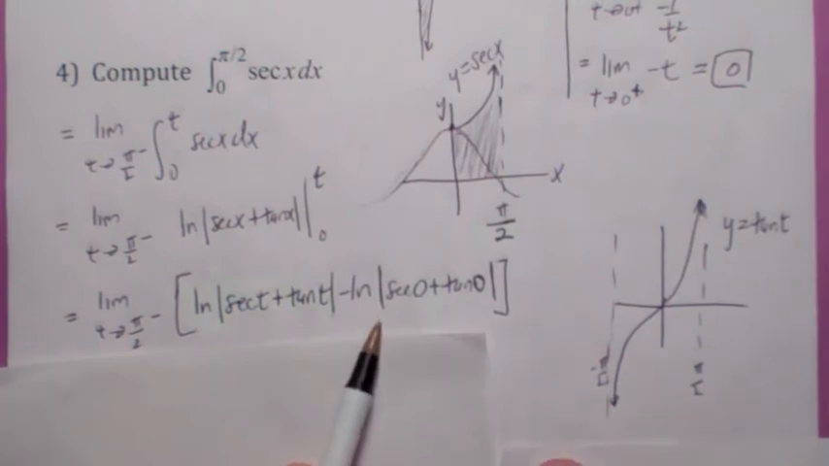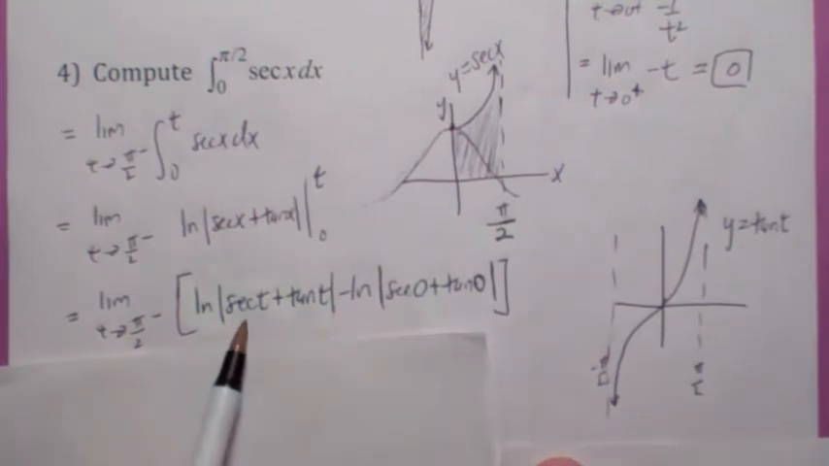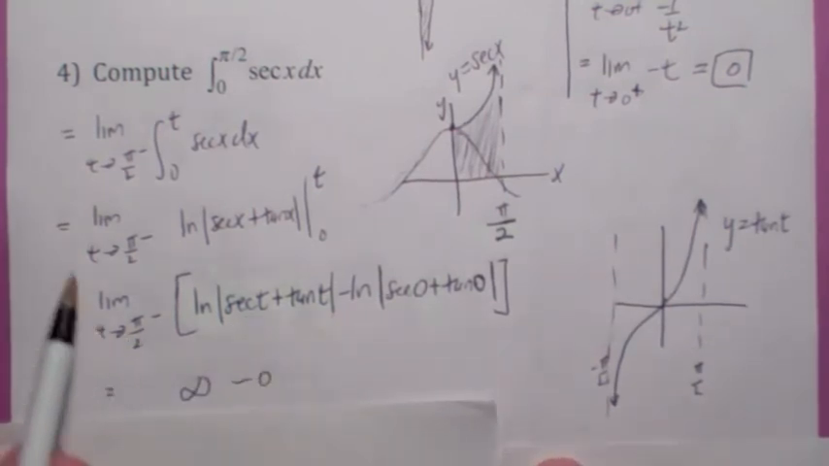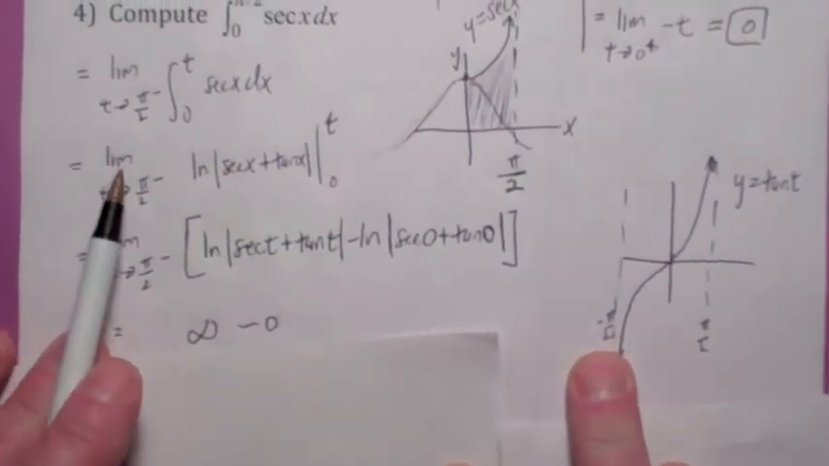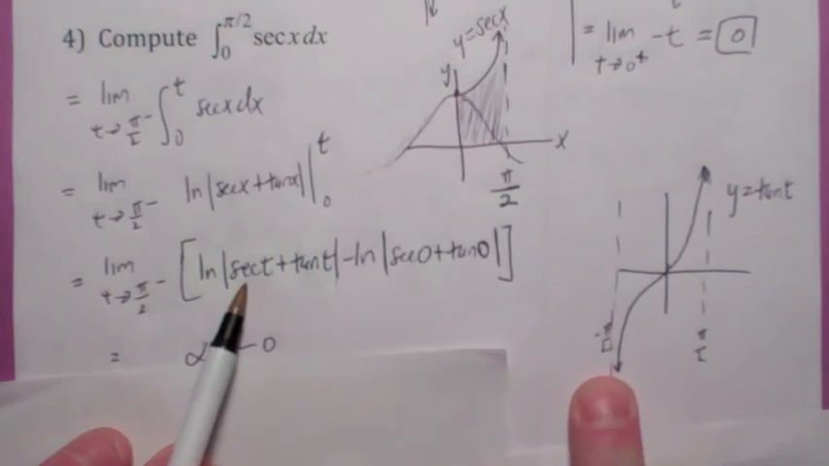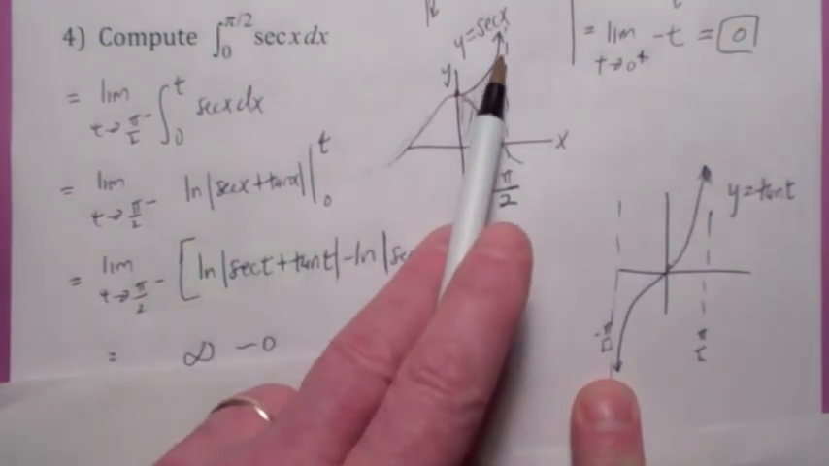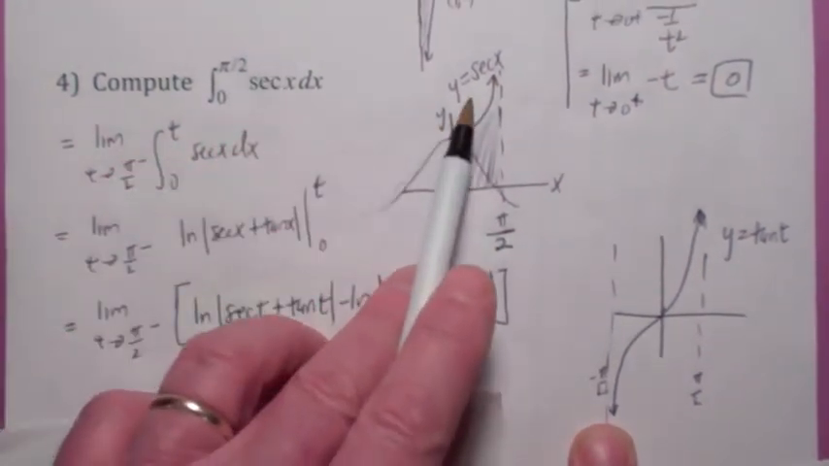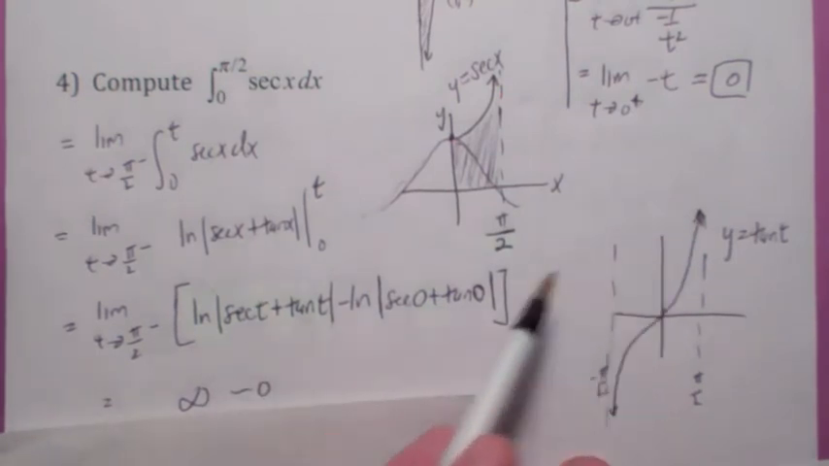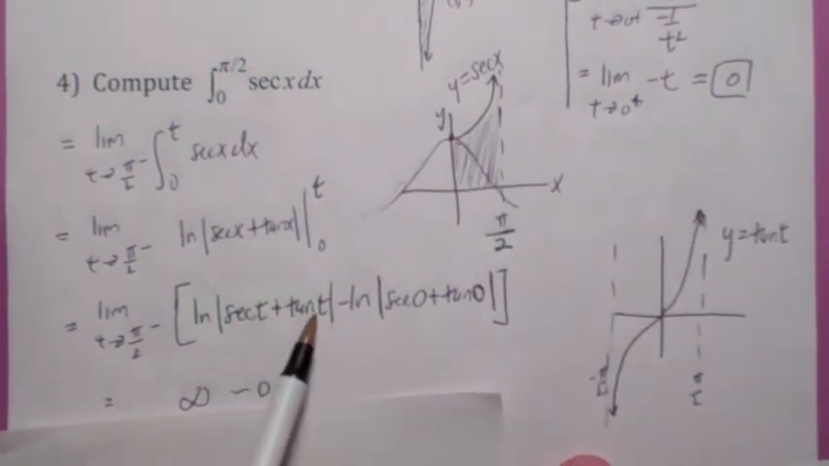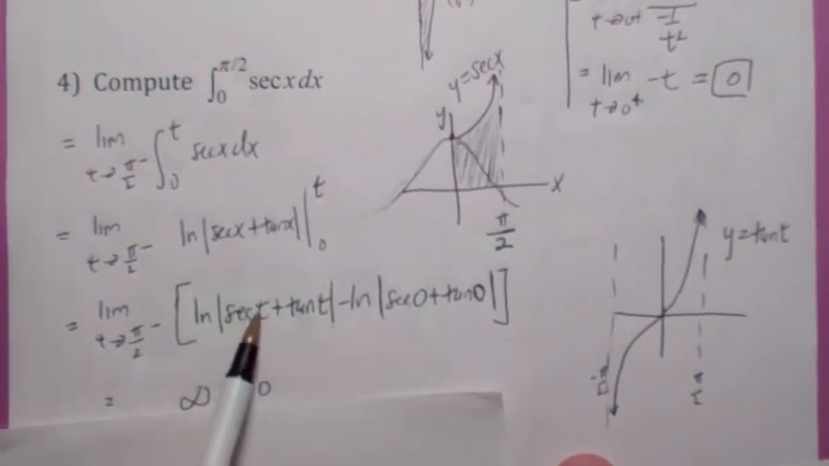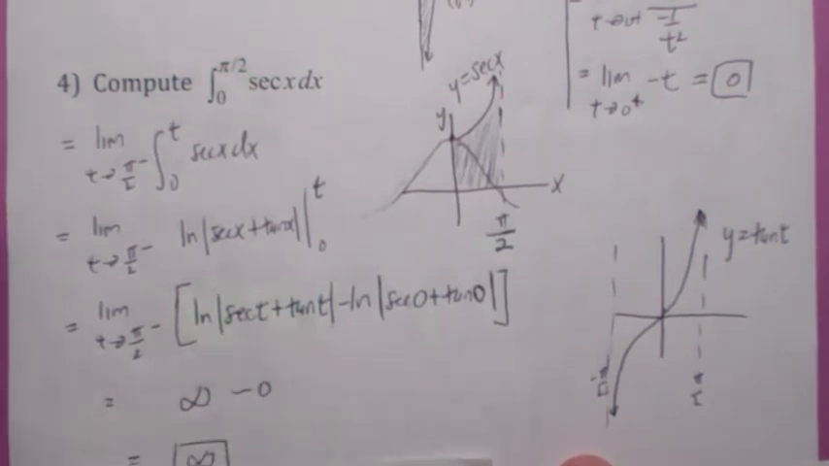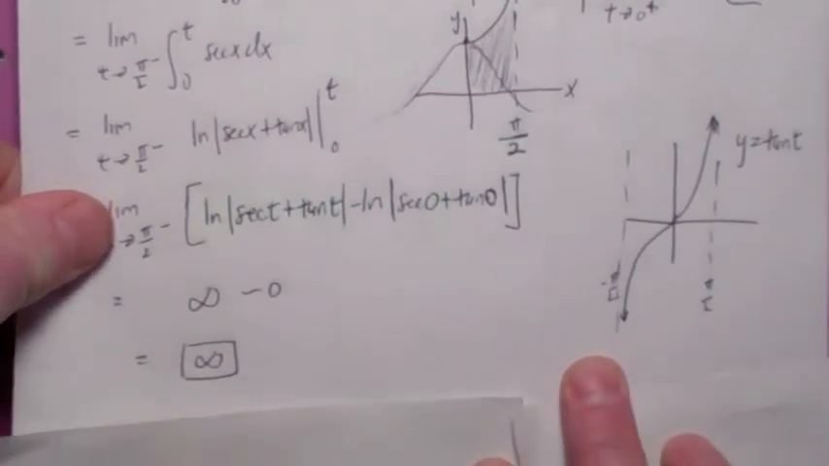But anyway, what is the limit as t goes to pi over 2? This is where you have to look at the graph. As t gets close to pi over 2, you got a serious problem in here. It's pretty obvious that the secant is going close to infinity, right, from this graph. But also the tangent is too. So this is actually getting close to infinity plus infinity inside. So this whole thing, the natural log, is also getting close to infinity. So that's why the answer is it diverges. We'd say it's infinite area.